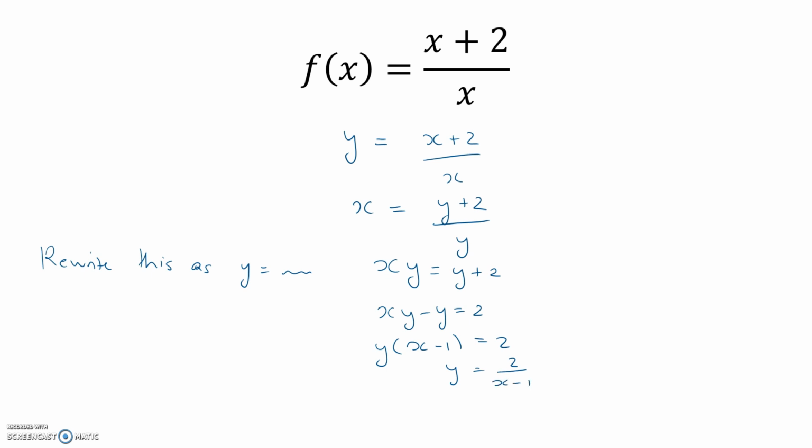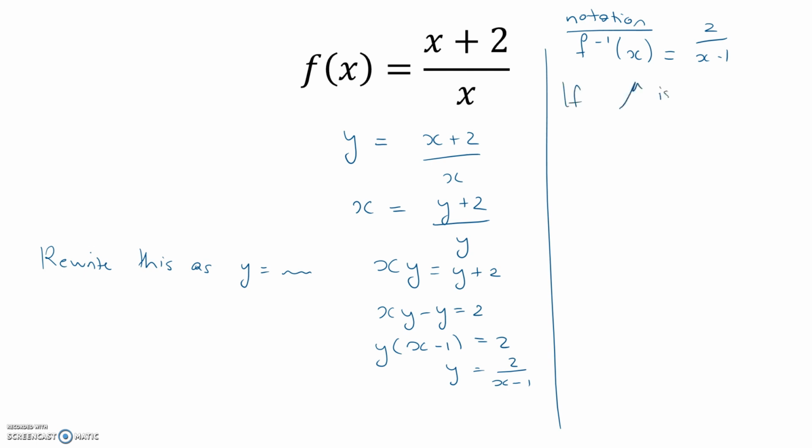To write this as a function, we would use the f negative 1 notation. This is just notation. And we would say that 2 over x minus 1 is the inverse. Now, it can only be the inverse if it is one-to-one. Sorry, if it is a function itself. So if this is a function, then it's the inverse.